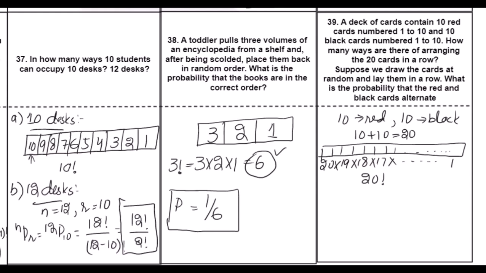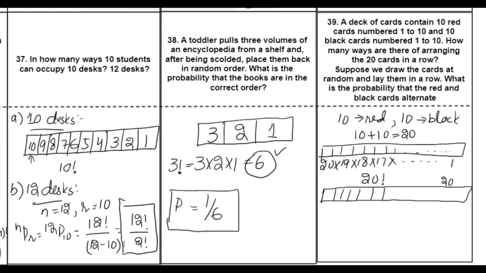Similarly, in the second part, suppose we draw the cards at random and lay them in a row. What is the probability that the red and the black cards alternate? This is a somewhat trickier question in which we have to see the concept behind it. Again, let me have the slots here. The number of slots is again 20, in which I consider the 10 red cards and 10 black cards.